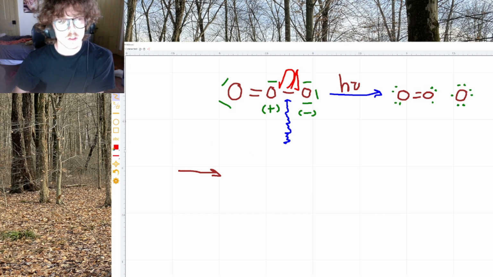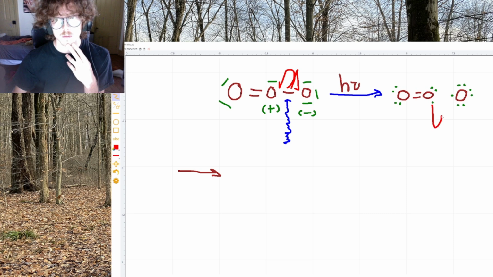Basically, if we were to draw this as an arrow diagram, this bit here is going to come to reform a bond. So notice here the bond was split apart. Now these electrons, this arrow, is going to come back together.